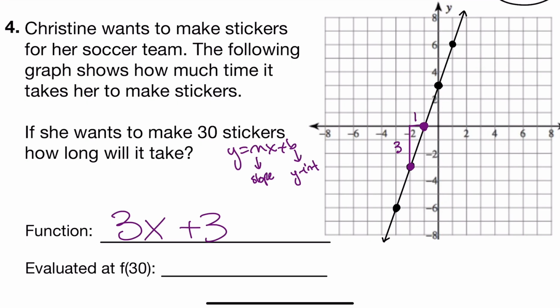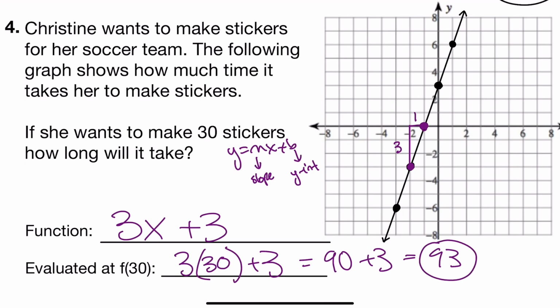Now we need to evaluate that at 30. So I'm going to take this 30 and I'm going to plug it in for our x. And that'll tell us how much time she spent on this. So we got 3 times 30 plus 3. All right, well, 3 times 30 is going to be 90 plus 3, and that's 93. And that's going to be 93 minutes. So that's about an hour and 33 minutes. So that's how long it would take her to make 30 stickers.